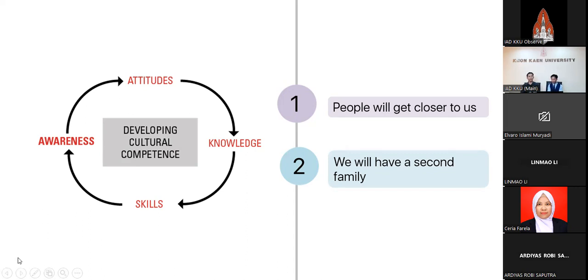And that's what we want to share with everyone here, right? So if you want to pursue your higher education in other countries, that's fine.